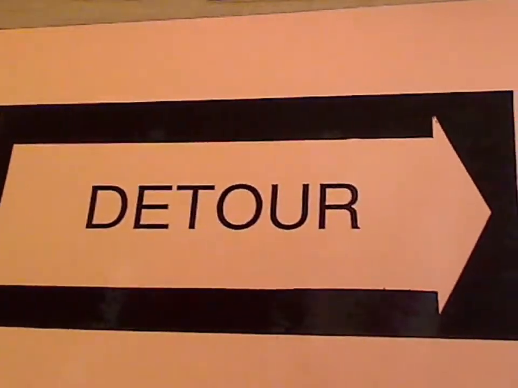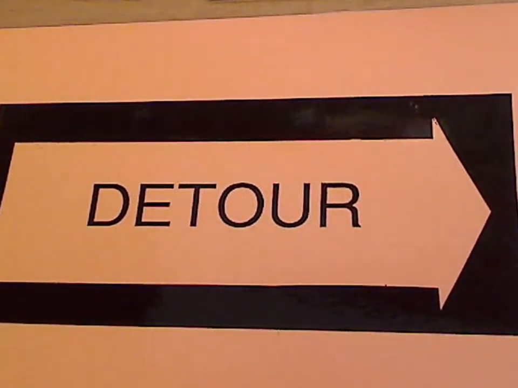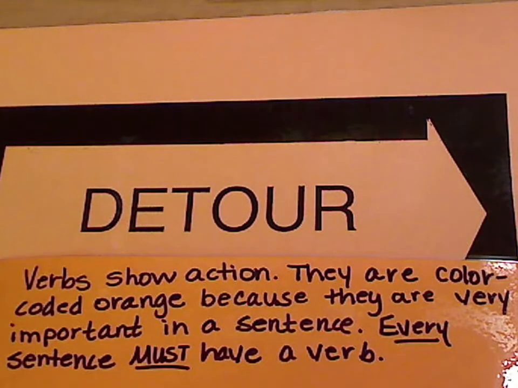Road signs that are orange also have very important information, such as this detour sign. It's very important for you to know that a bridge is out when you come to it, if it's out, and that you must take a detour. Verbs show action, so we're going to color code them orange because they are very important in a sentence, and every sentence must have a verb.